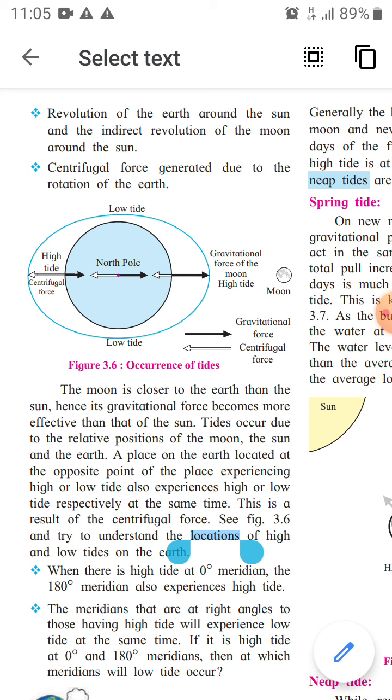A place on the earth located at the opposite point of the place experiencing high or low tide also experiences high or low tide respectively. And at the same time, this is a result of the centrifugal force. Okay, and see figure 3.6 and try to understand the locations of high and low tides on the earth.